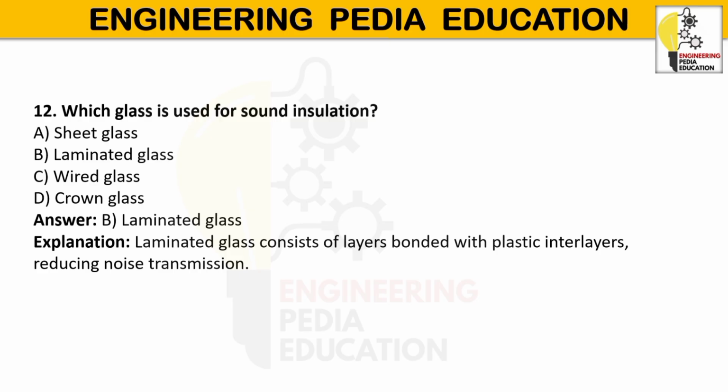Manufacturing process. During the manufacturing process, the glass sheets and plastic interlayers are placed together and subjected to heat and pressure. This creates a strong bond between the layers and forms a single laminated unit. Features: high safety because broken pieces stay in place, excellent impact resistance, reduced risk of injury, good sound insulation, blocks UV rays, and improved security.